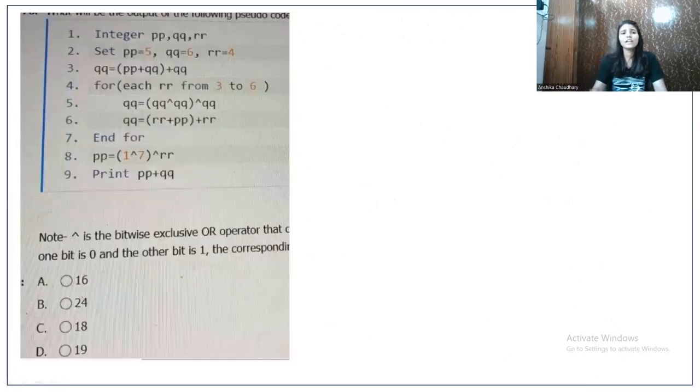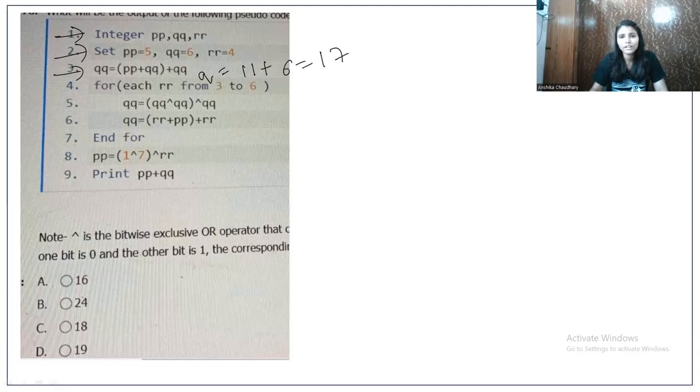The next question is, again, here are three integers P, Q, R, and we are setting some values to them. At line number 3, we are updating the value of Q, which is P plus Q. That means 5 plus 6, it will be 11 plus Q. Q is 6, so it will become 17.